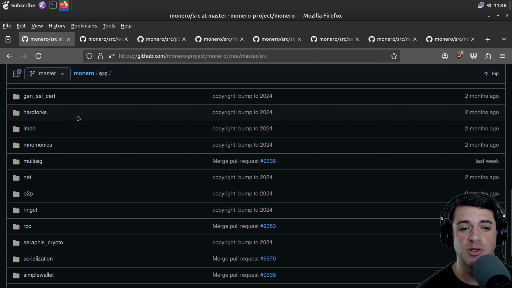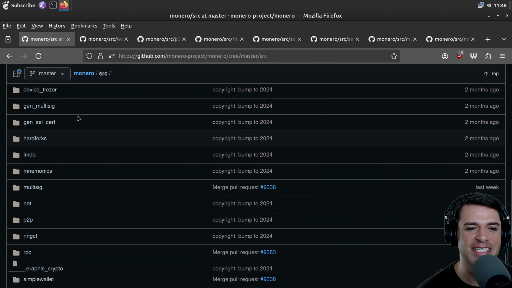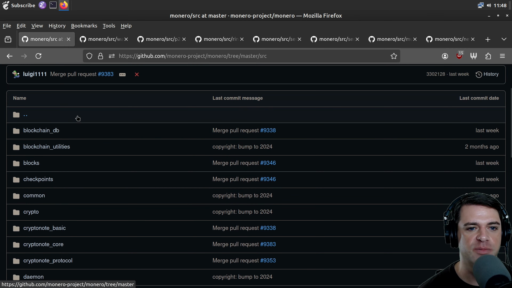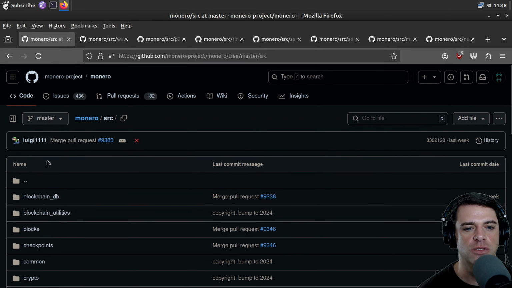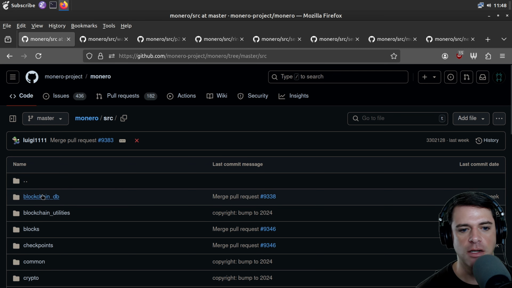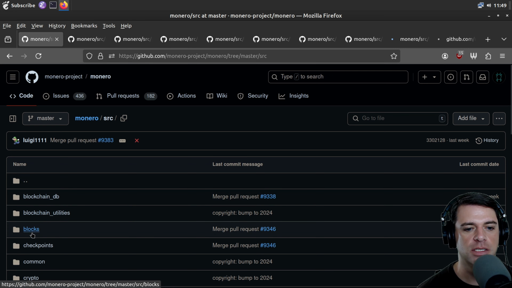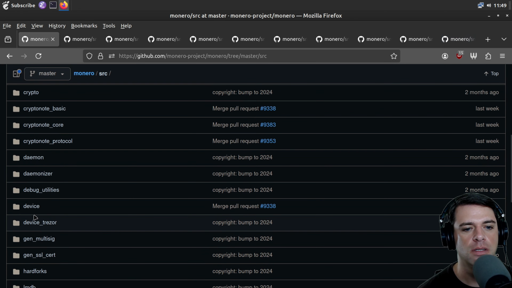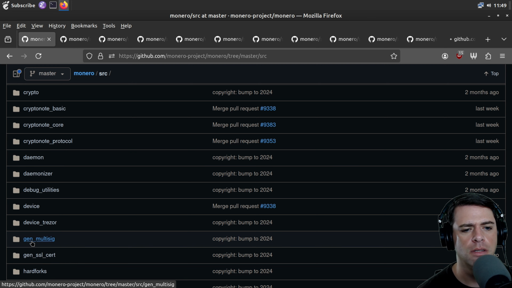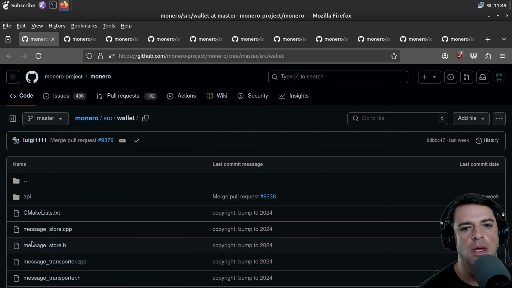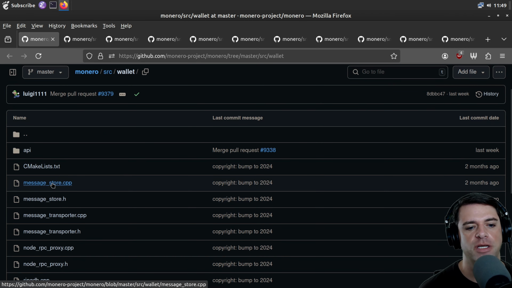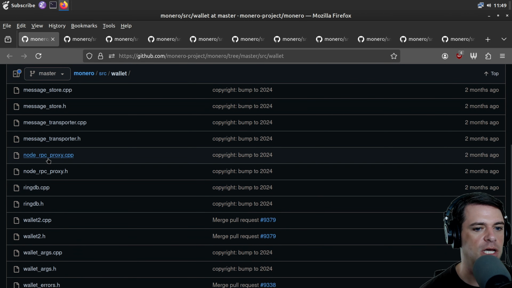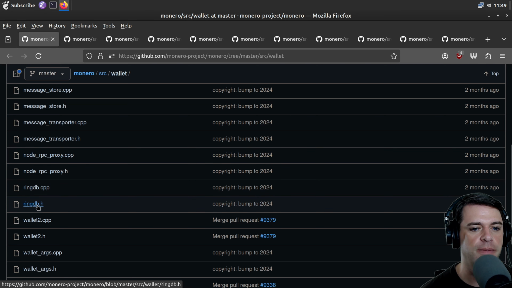I don't know who speaks it or why that's one of the things they implemented. I don't know if they implemented Esperanto, but I closed the directory, so we'll see. I didn't open a blockchain database or blocks, but I probably should. And I don't think I opened Common. So let's open some of those. Okay, here's Wallet. We have a message store. I guess we're storing messages. A ring DB.